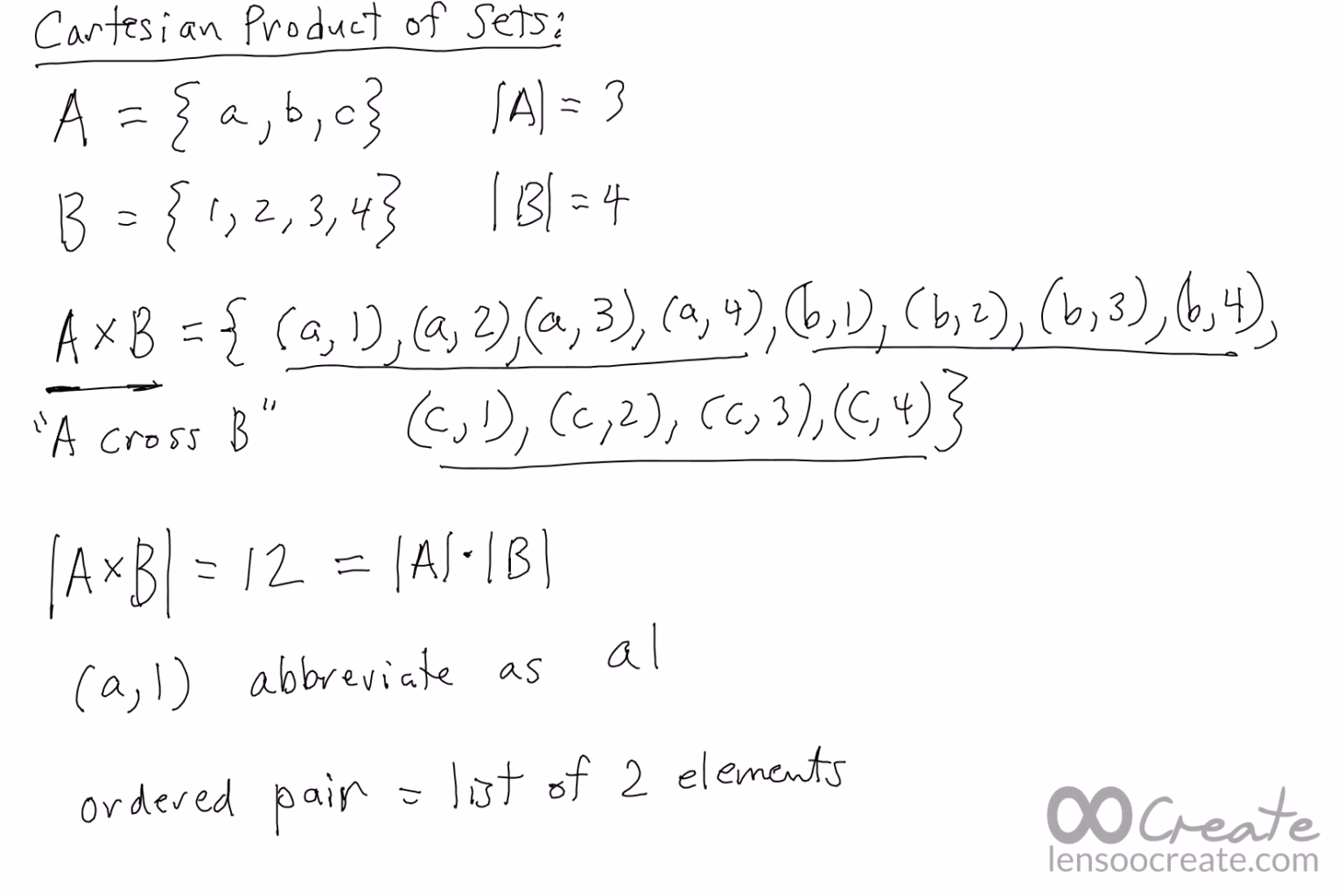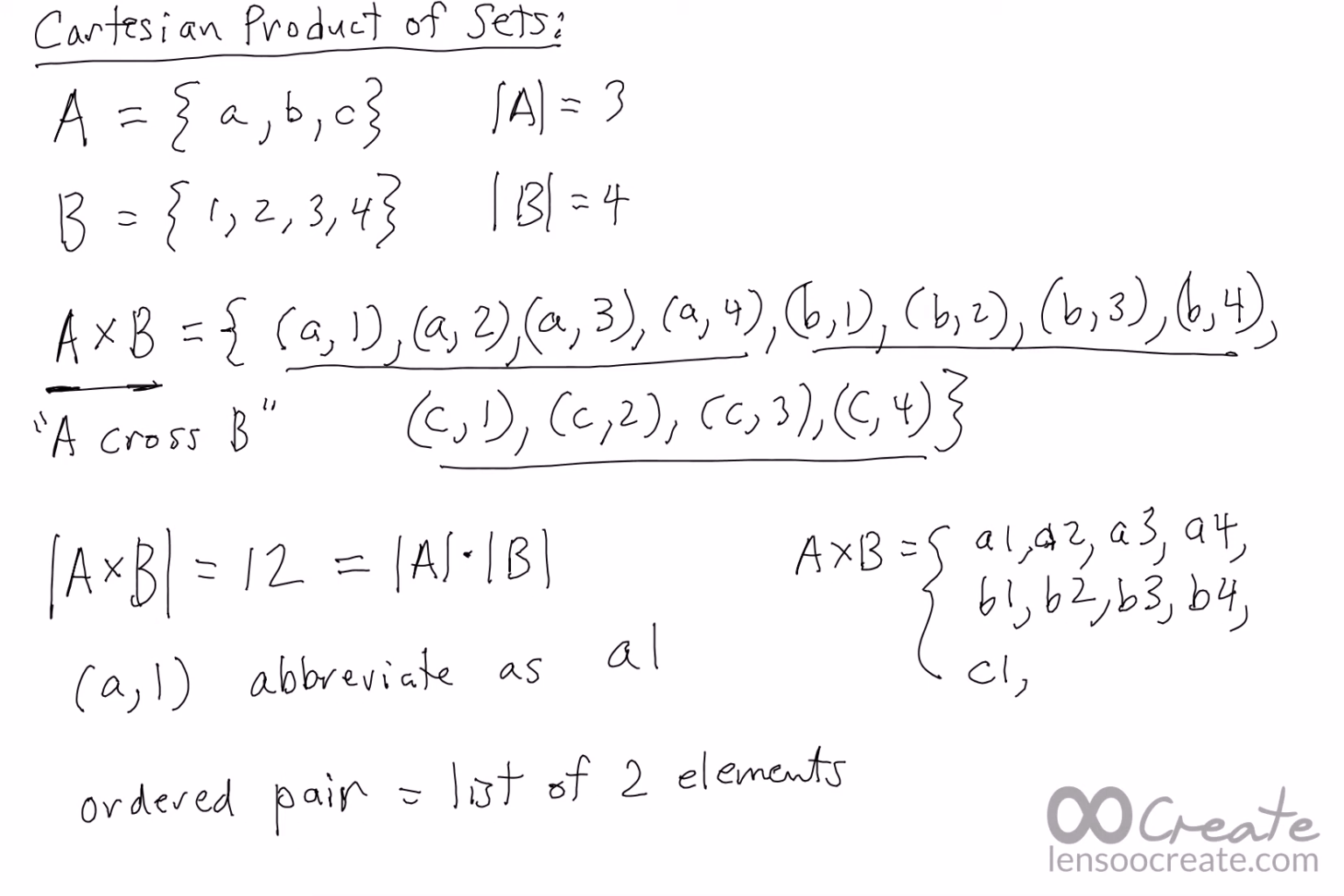I had a lot of parentheses and commas here, and I could then write the set A cross B as follows. I'm going to use a little bit different way of denoting it. Look at my great big left-hand bracket, and I'm going to write a1, a2, a3, a4, b1, b2, b3, b4, c1, c2, c3, and c4. And I'm going to put a great big bracket around there. Okay, so whether I use small brackets or large brackets doesn't matter.